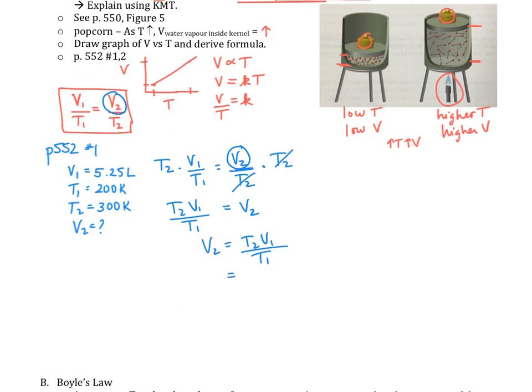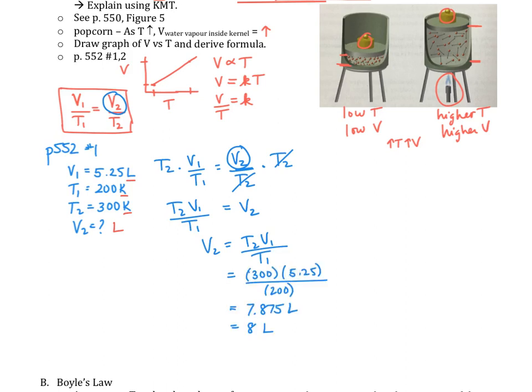Now, before I substitute these temperature values, I better check that they're both in Kelvin. If they're not, if it's degrees Celsius, I'll need to add 273, but these ones turned out okay. And now I notice volume is in liters. Well, if it's liters there, then it means that V2 will be liters. If volume had been milliliters, then the new volume would also be milliliters. So it doesn't have to be liters here. V1 and V2 will have the same units. So we substitute our values and solve.